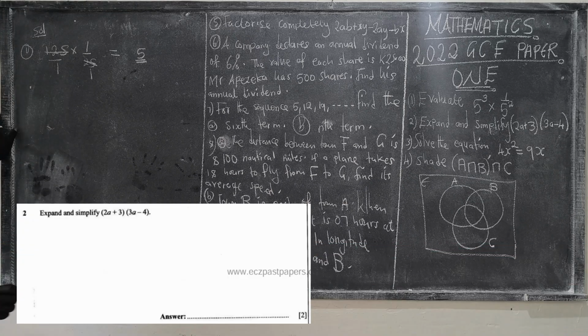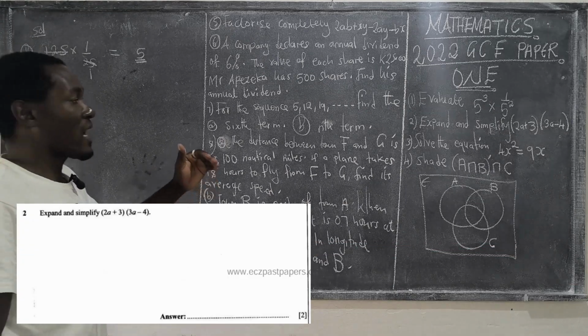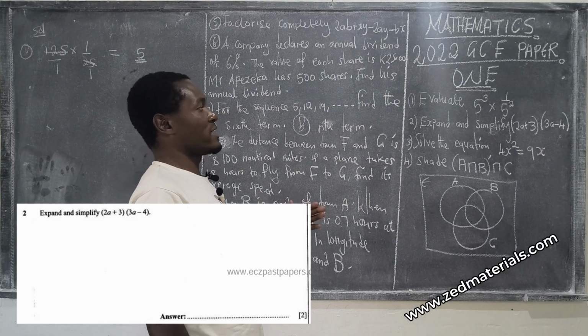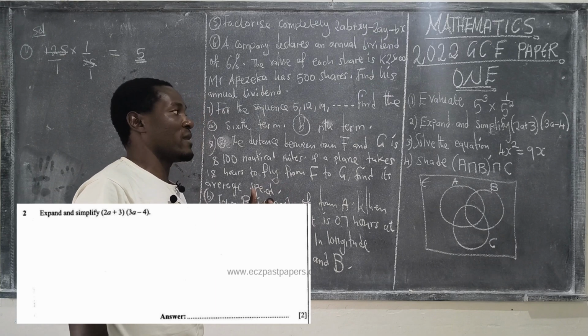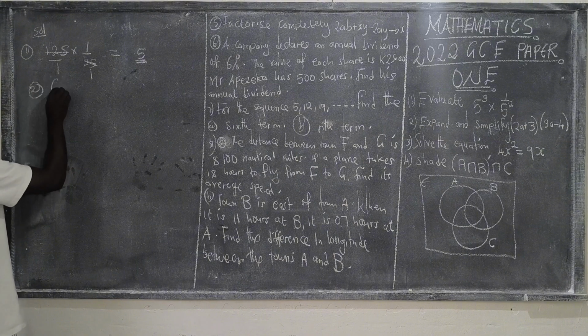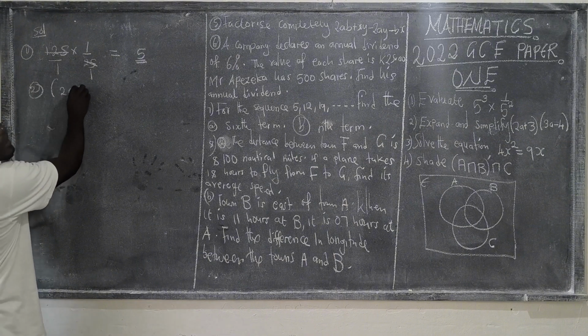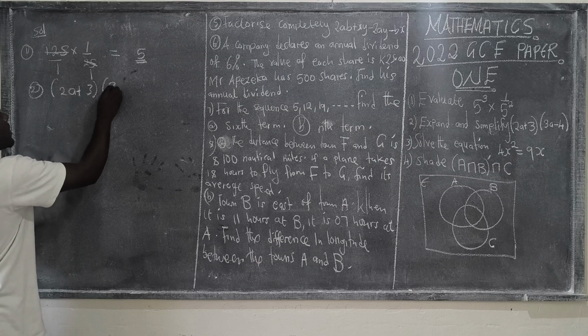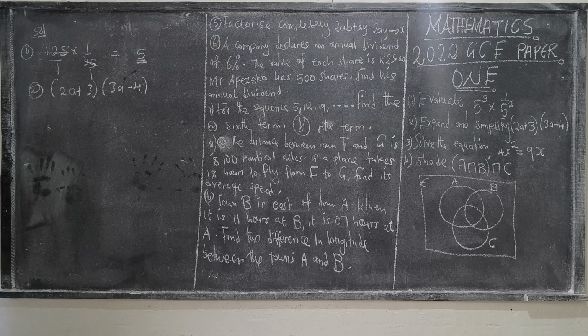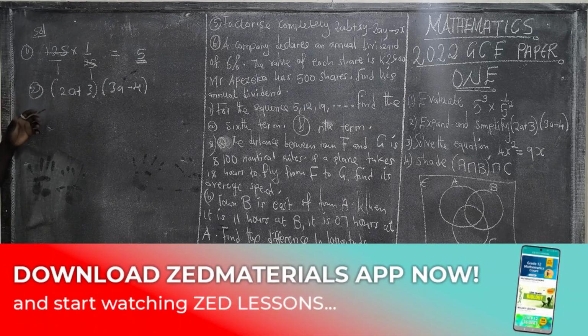Then from there, we have the second question, which is saying expand and simplify (2a + 3)(3a - 4). So number 2, it is open bracket, 2a plus 3, close, open, 3a minus 4. So expand and simplify. When we're expanding, we explained on the Z material app how you expand and simplify these things. So we can't explain any further because we explained on the Z material app. So what you need to do is to have the app there.